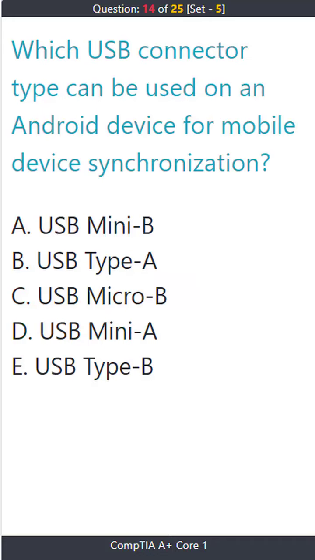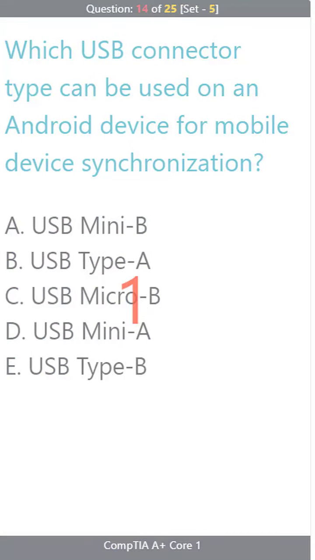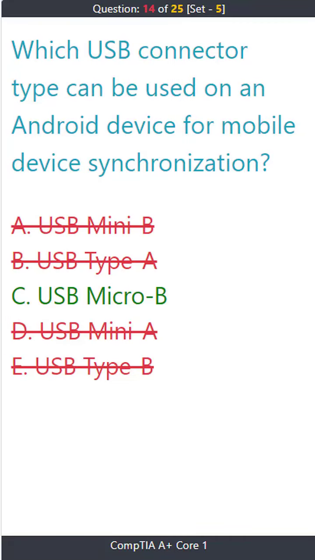Question 14. Which USB connector type can be used on an Android device for mobile device synchronization? A. USB Mini B. B. USB Type A. C. USB Micro B. D. USB Mini A. E. USB Type B. The correct answer is C. USB Micro B.